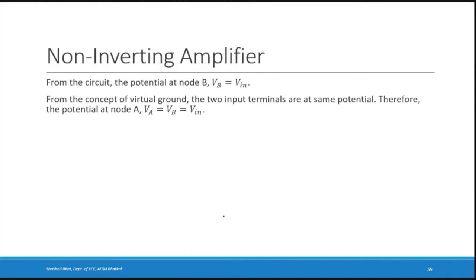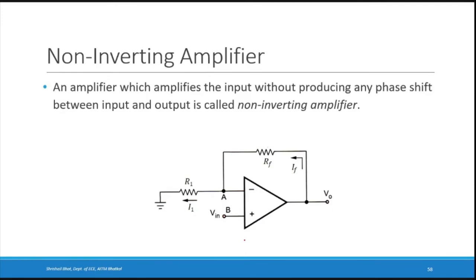Va is equal to Vb, Vb is Vin, so Va is also equal to Vin. That means both the input terminals are at the same potential. If one is ground, the other will also be grounded. If one is Vin, the other is also Vin. Now we have to write the expressions for the currents.